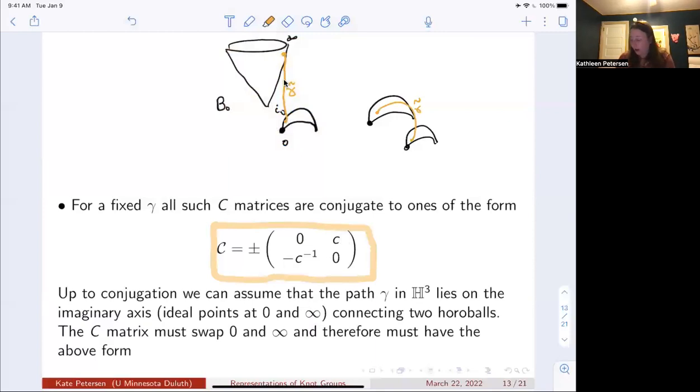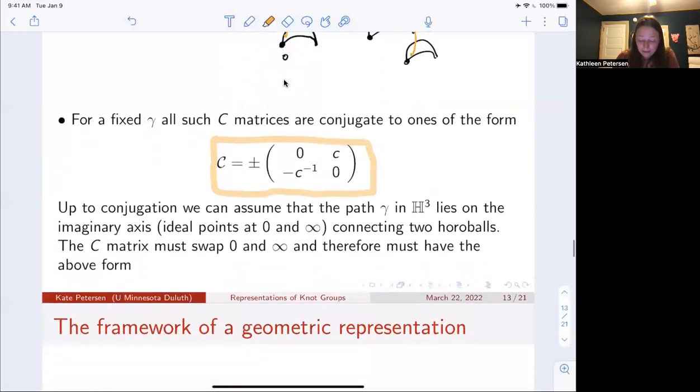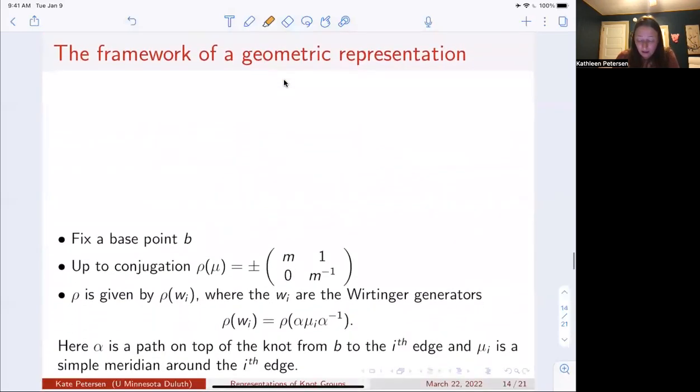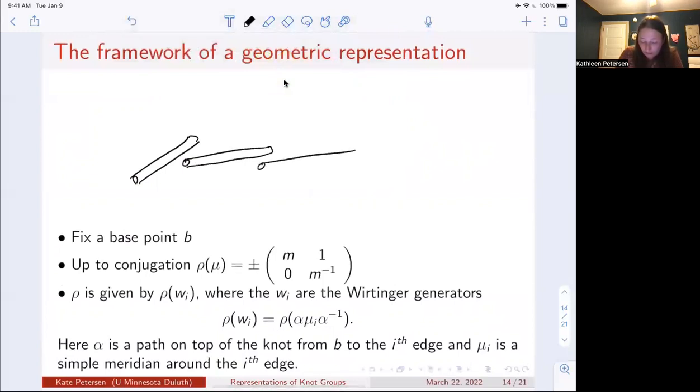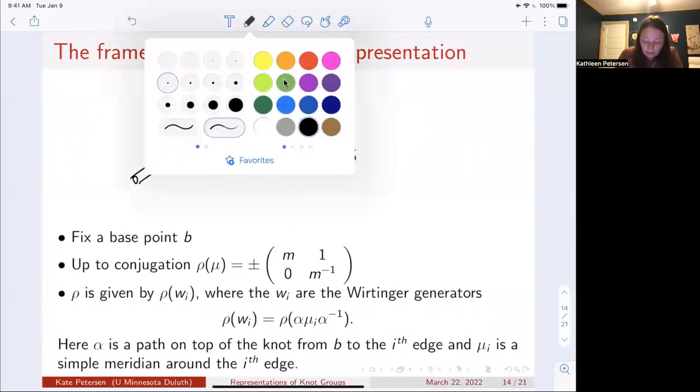Okay, so at this point we've got our path along the top of the knot decomposed into peripheral pieces and crossing pieces, and we've got a nice form that we know each peripheral piece is conjugate to and each crossing piece is conjugate to. Okay, so now let's just put this together and get ourselves a representation. Here is my journey along my knot. I go across little pieces of my thickened knot.